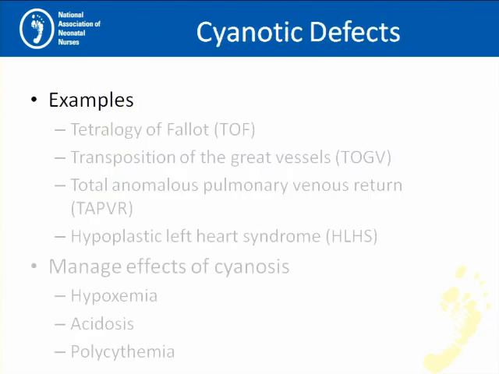Most defects are caused by unoxygenated blood shunting into the systemic system, right side to left side shunt, bypassing the lungs.